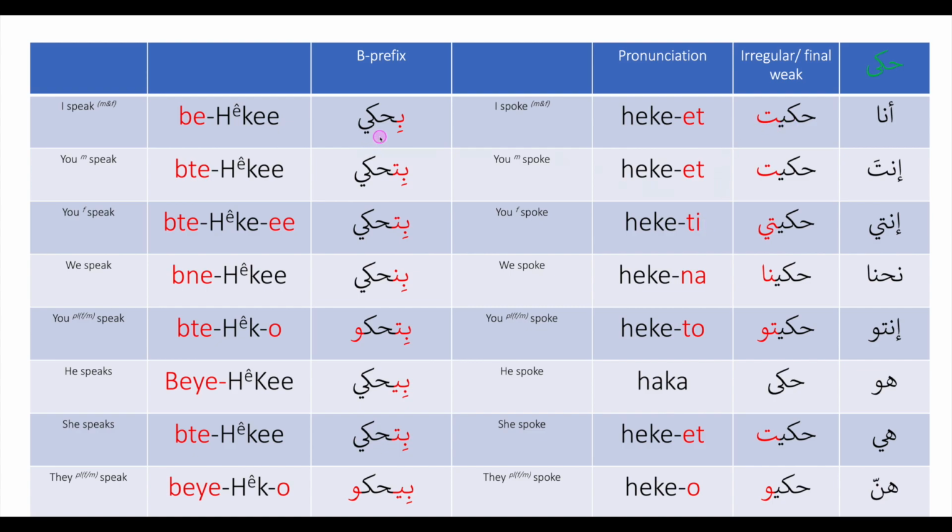On the other side, you'll see the same verb conjugated in the present tense. What do we notice here? We notice an extra e. Why? Because the verb haka is a final weak verb and it's an e root, meaning the r gets changed or replaced with an e.